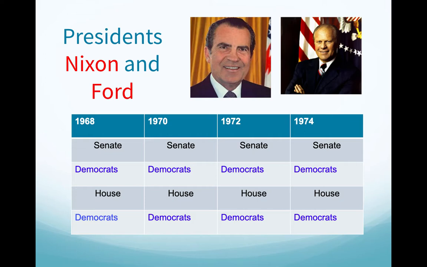All right. So Nixon and Ford have 8 years of divided government. And again, this is because of that realignment, because the Democrats are changing. So how do you think that affected Nixon? Pretty badly. Badly, yeah, because he's not able to pass a lot of legislation, right?